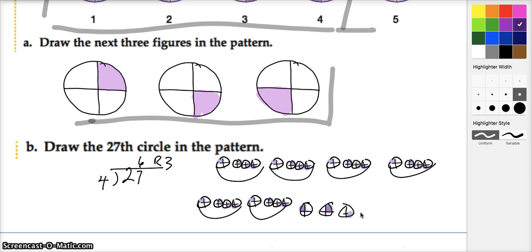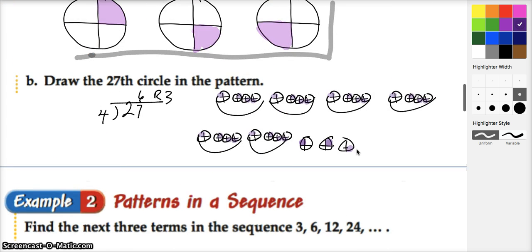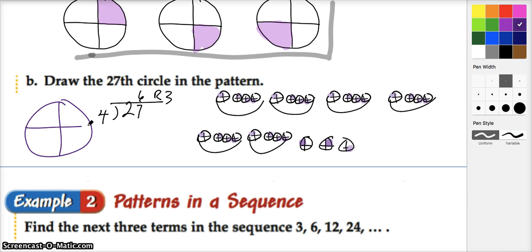And so those last 3 are the ones that I'm really concerned about, and that tells me how far in the pattern to go. So it tells me the 3 that are left over goes 1, 2, 3, and this guy represents the 27th. So the circle, let's make the nice circle. The circle that is the quarter is shaded in the lower right hand corner.